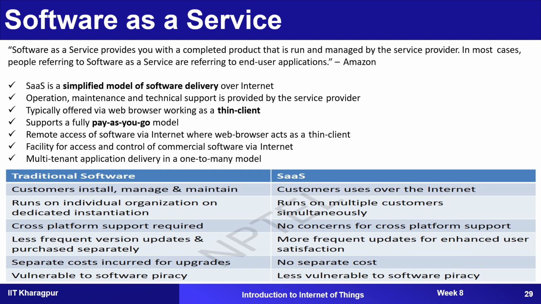Then next one is your less frequent version updates and purchased separately in case of your traditional software. However, in case of your software as a service, more frequent updates for enhanced user satisfaction should be there. Then in case of your traditional software, separate cost incurred for upgrades. However, in case of your software as a service, no separate cost should be there. Then next is your traditional software. It is vulnerable to software piracy. However, software as a service is less vulnerable to your software piracy.